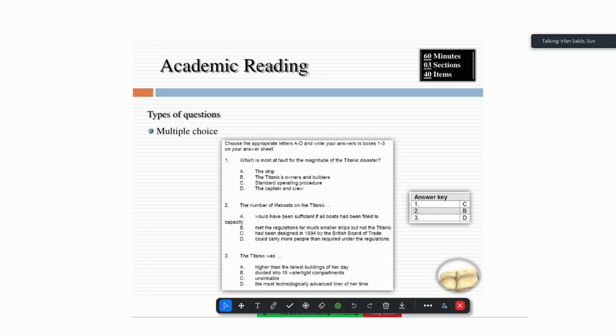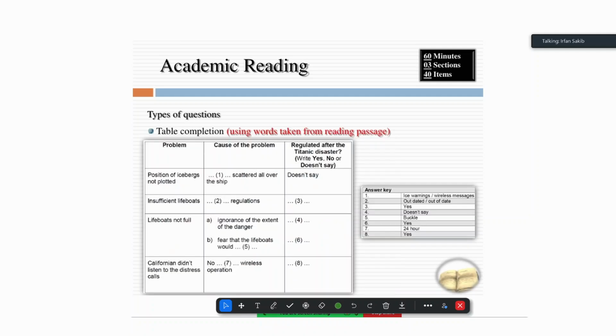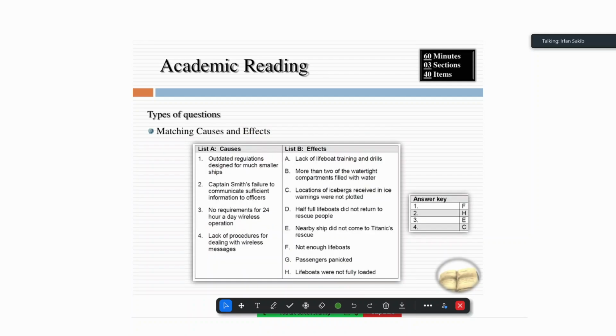Then comes MCQ, multiple choice questions, which we have already gone through in the listening part, and it stays the same in reading as well. Then comes table completion, which we have also seen in the listening module. There will be some information from the reading passage, and we have to fill up the table according to the passage using words taken from the passage.